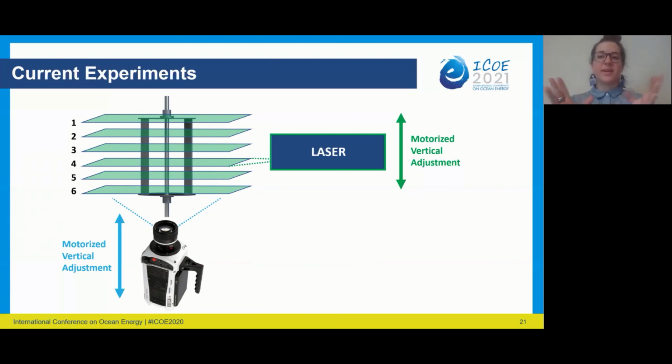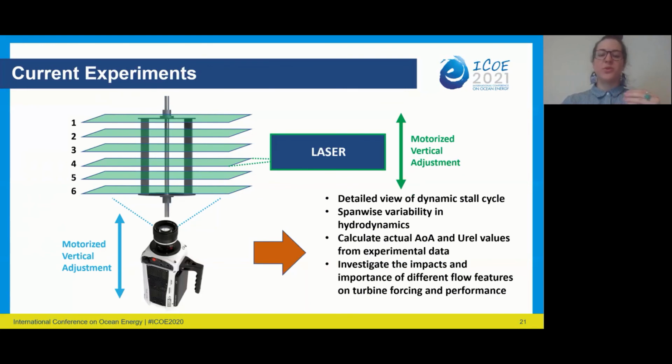In addition to the 6 different planes, I also took a wide field of view and a narrow field of view. The narrow field of view is intended to better understand and see the dynamics of dynamic stall that are specific to crossflow turbines and better understand those mechanisms. And with all of this information, I hope to have a better detailed view of dynamic stall and how that impacts turbine performance, understand the span-wise variability in the hydrodynamics. I want to calculate the actual angle of attack and relative velocity values from my experimental data. And all of this together, I'm hoping to use this to investigate the impacts and importance of different flow features on turbine forcing and performance.